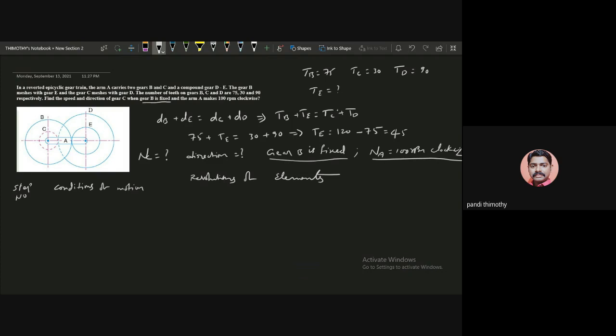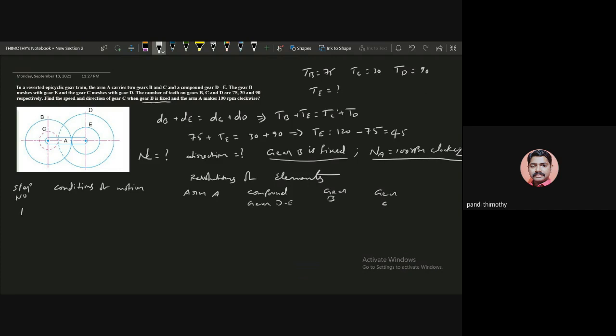So we have elements here: arm A. Next, compound gear DE. Next, gear B. Next, gear C. These are the revolutions of elements. Like this, we have to form the table. So from this, first I will take step number one.